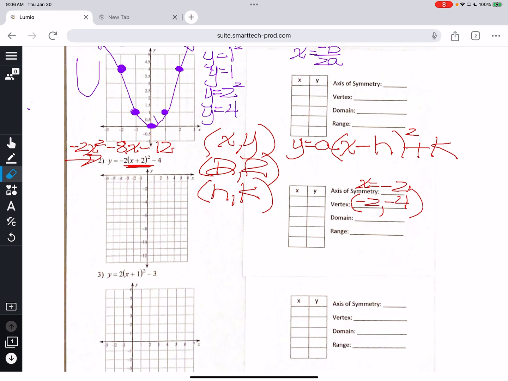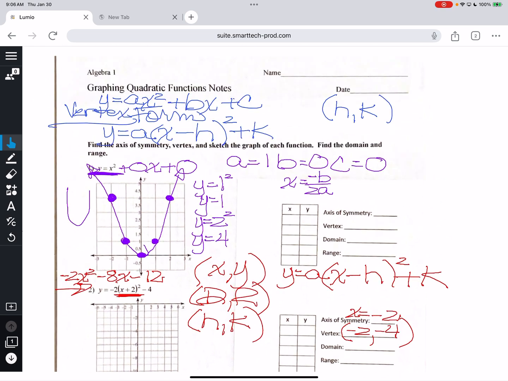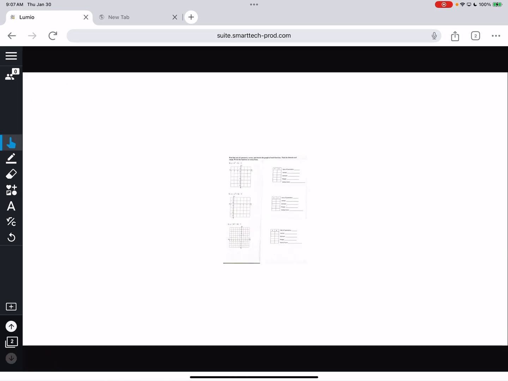So, hold on. We're going to go to the back. Well, I keep drawing it. Hold on, guys, sorry.